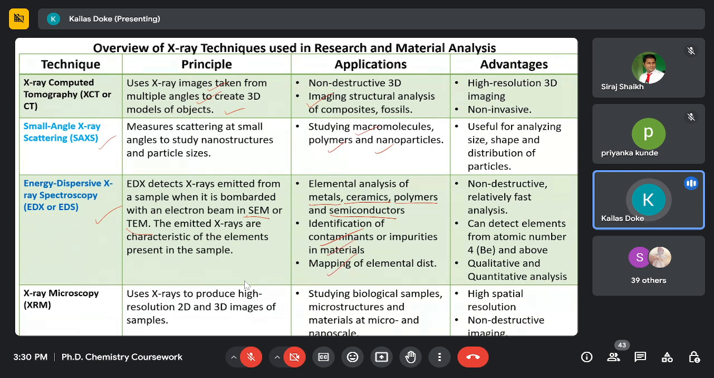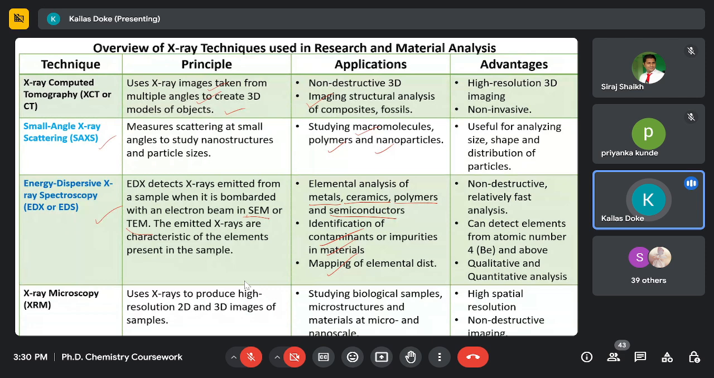And the last one is XRM, X-ray microscopy, which is useful to produce high resolution 2D and 3D images of the sample, particularly useful for biological materials, microstructure materials, and micro and nanoscale materials. So these are the 8 common X-ray methods of analysis. Out of these, we are going to discuss in detail X-ray diffraction and X-ray photoelectron spectroscopy.